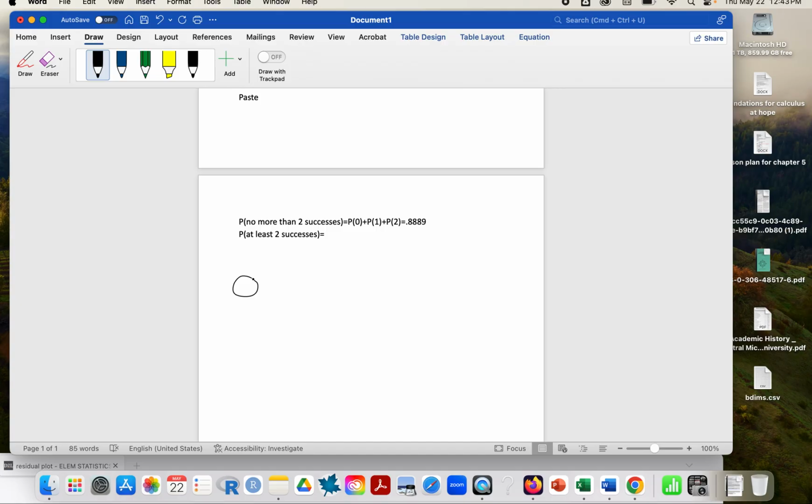So you have the 0, you have the 1, you have the 2, you have the 3, and you have the 4. And it says at least 2. So at least includes the 2. If I am at least 50 years old, which I'm significantly older than that, I could be 50. So the at least includes that 2. So we want the probability of these 3.